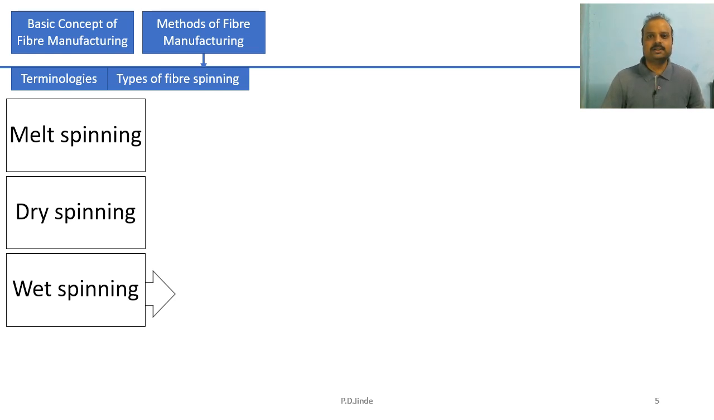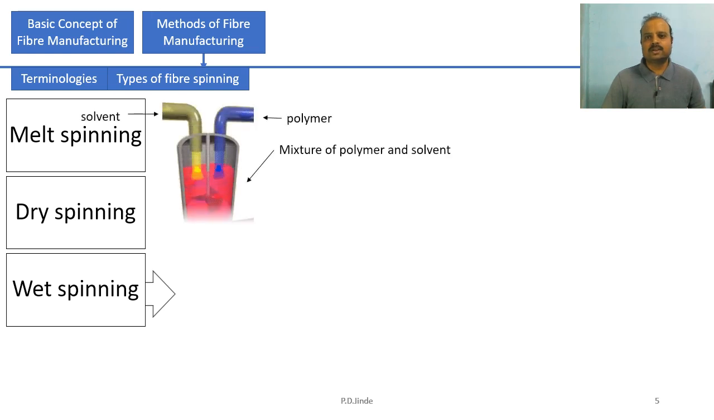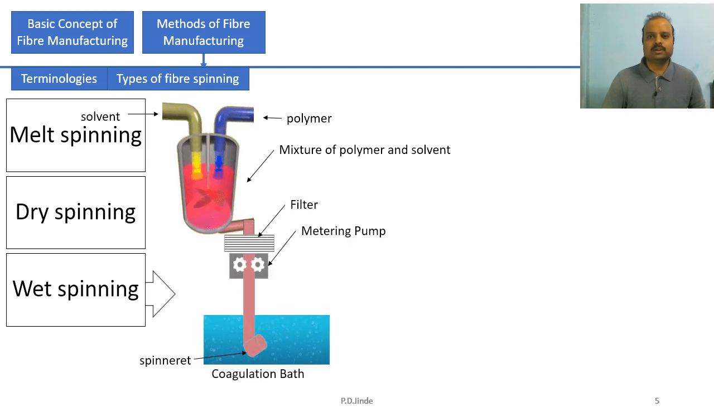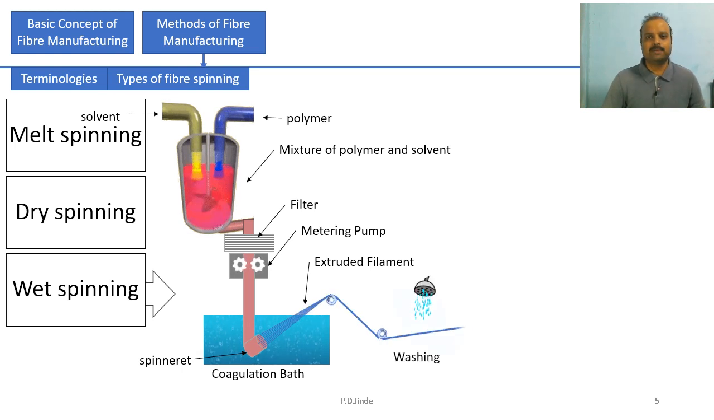The wet spinning's first step is nothing but preparation of dope, that is a mixture of polymer and solvent. This polymeric solution is transferred to a filter to remove impurities. The filtered polymeric solution then passes through a spinneret which is immersed into a coagulating bath. This coagulating bath is a mixture of certain chemicals. A metering pump decides the constant rate of flow of the polymer passing into the holes of the spinneret.